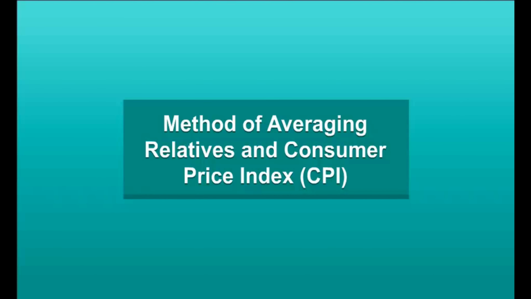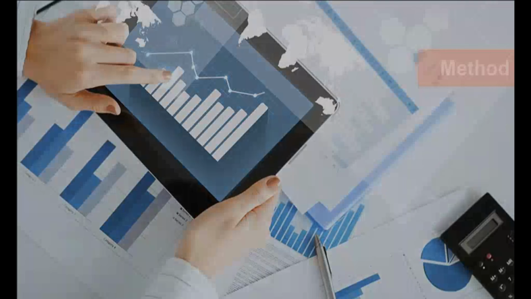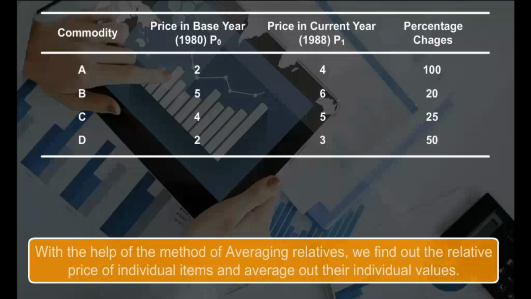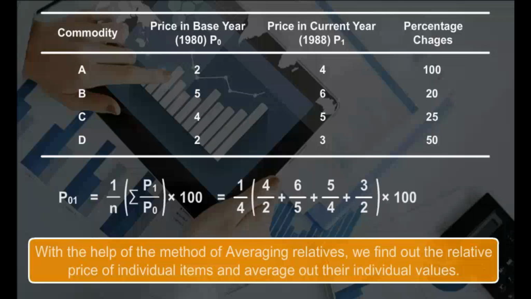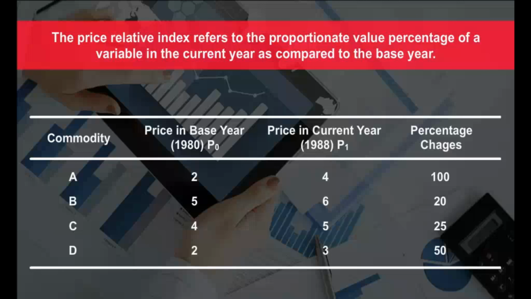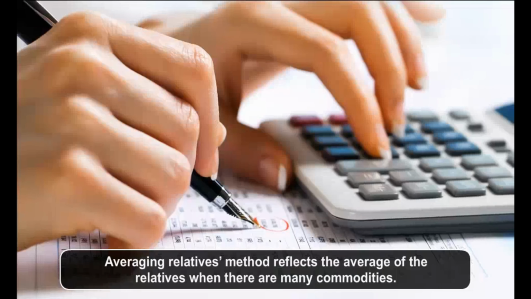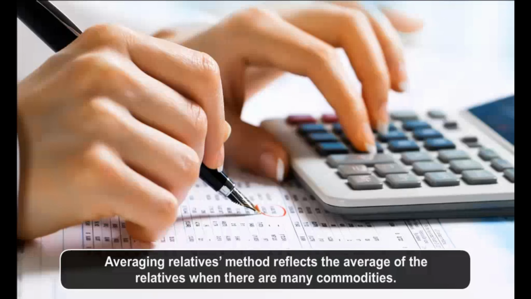Method of averaging relatives and consumer price index, CPI. Method of averaging relatives. With the help of the method of averaging relatives, we find out the relative price of individual items and average out their individual values. The price relative index refers to the proportionate value percentage of a variable in the current year as compared to the base year. Averaging relatives method reflects the average of the relatives when there are many commodities.